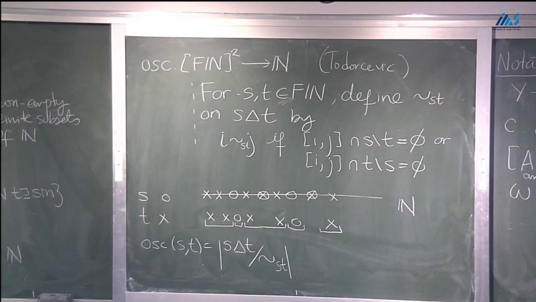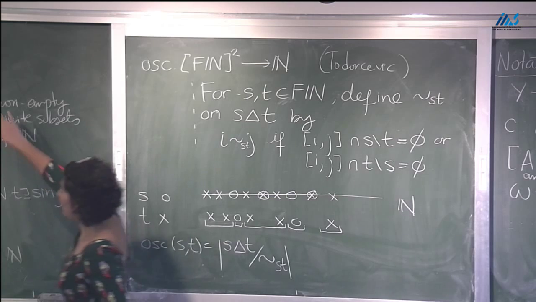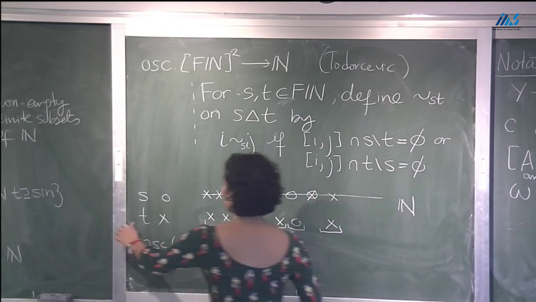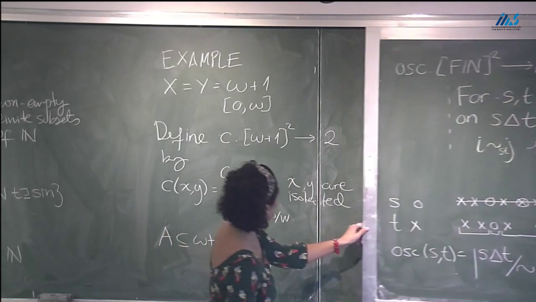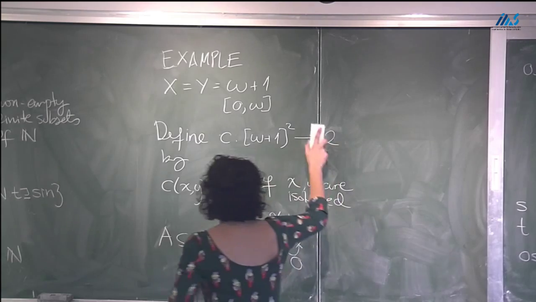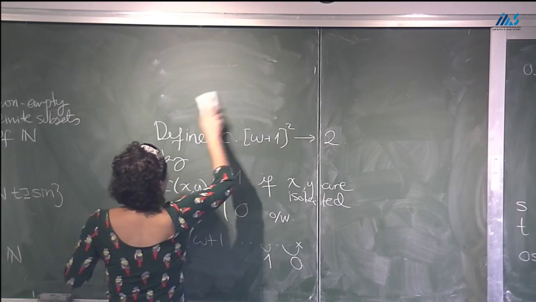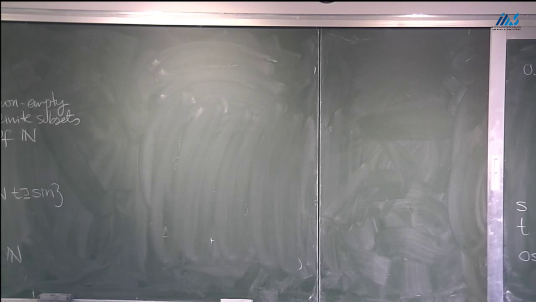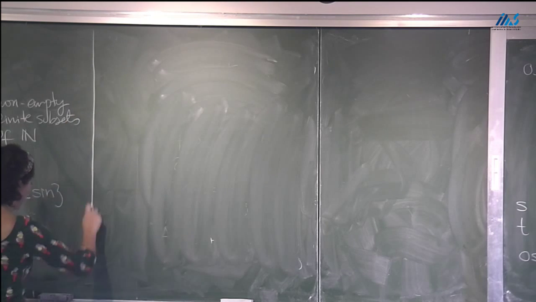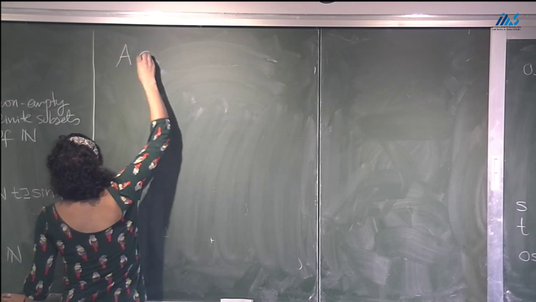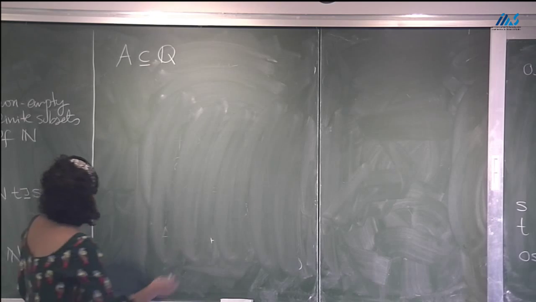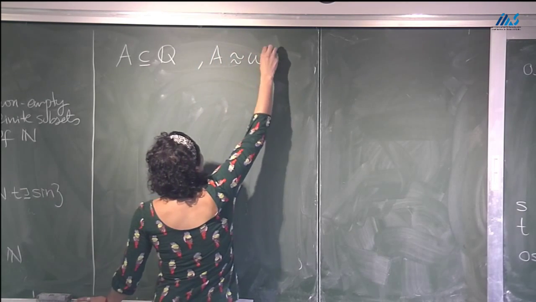Now let's go back to that example, and let's see what happens with the oscillation map when we are in a copy of omega squared plus 1. Suppose a subset of Q, which we are all seeing as thin. All right. So say we have this subset A which is homeomorphic to omega squared plus 1.